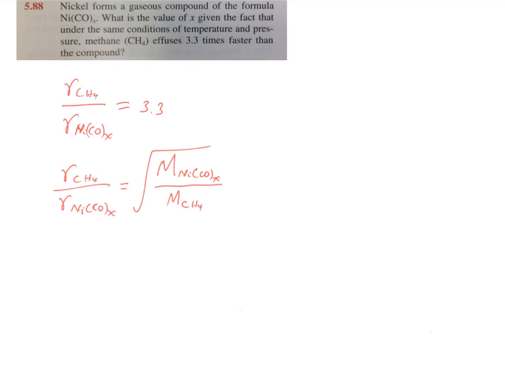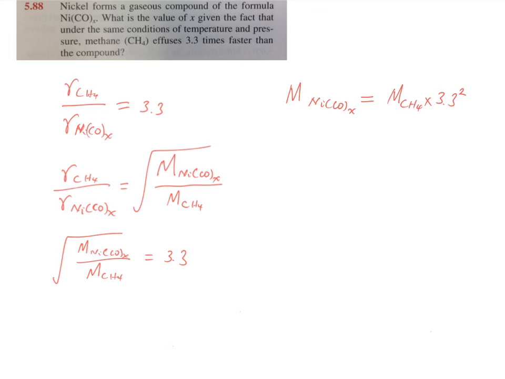Now we combine equation 1 and equation 2. This part is the same. We got the square root of the molar weight of Ni(CO)x over the molar weight of methane equal to 3.3. Then this leads us to the molecular weight of nickel bound with CO equal to the molecular weight of methane times 3.3 squared.